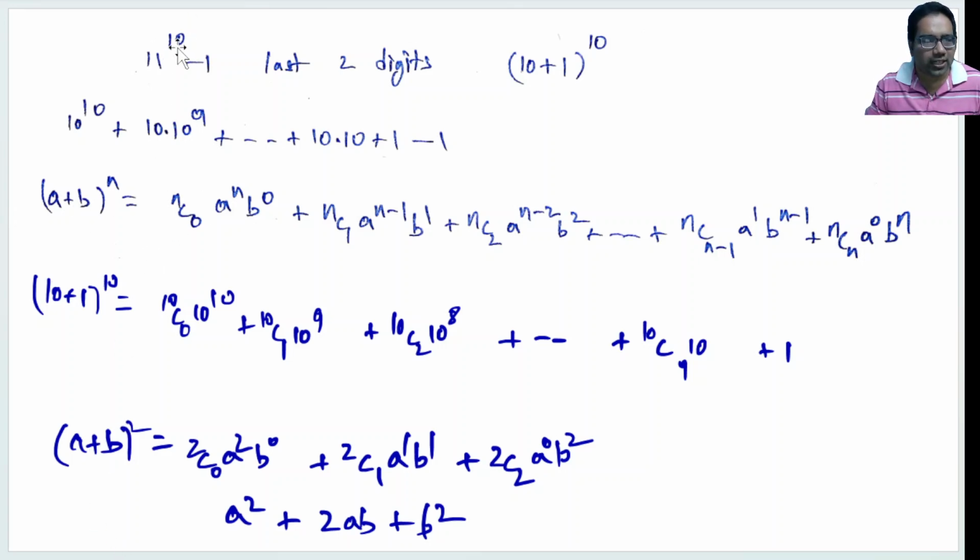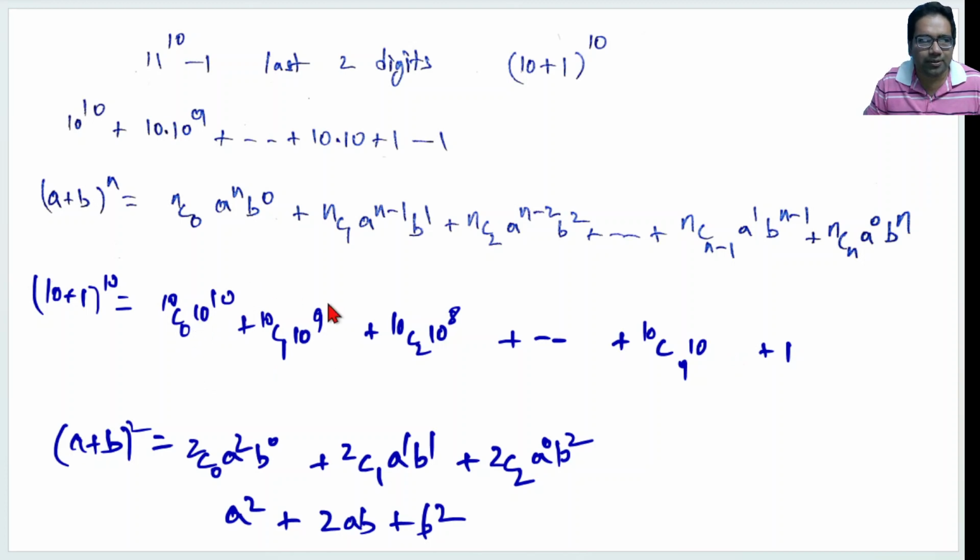Now this 11 power 10 we can write as (10 + 1) whole power 10, right? 11 is 10 plus 1. If we do this expansion, we get 10C0 10^10 1^0, 10C1 10^9, and so on. The power of 10 goes from 10 down to 0, and the power of 1 goes from 0 up to 10. Everywhere 1 power anything is 1, so it doesn't matter. In the last term there will be 1 without tens, and everywhere else there will be powers of 10.